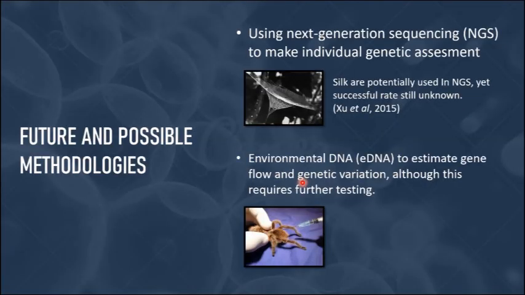And we also provide some possible future methodology. The first one is to use next generation sequencing, or NGS, to make individual genetic assessments, like those provided by Su et al. in 2015. They said silk was potentially usable in NGS, but the success rate is still unknown. The second one is environmental DNA, or eDNA, to estimate gene flow and genetic variation. But once again, this methodology requires further testing.